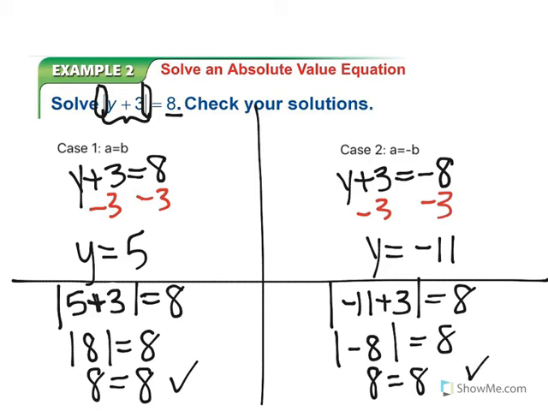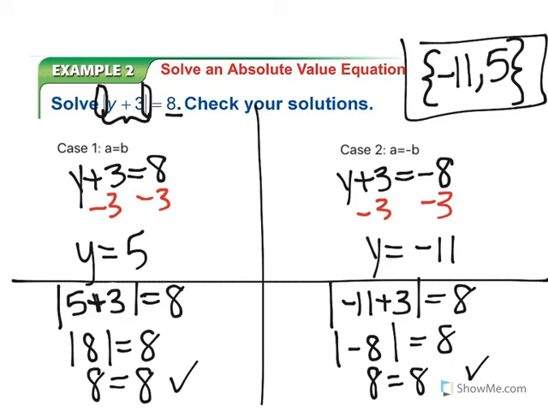Now, the way you're actually going to write this is in set notation. So you're going to write your curly brackets, okay? Whichever is the smallest number, in this case negative 11, goes first, comma, and then we have 5. Okay, so now we're showing that we have two solutions, and that's our answer.